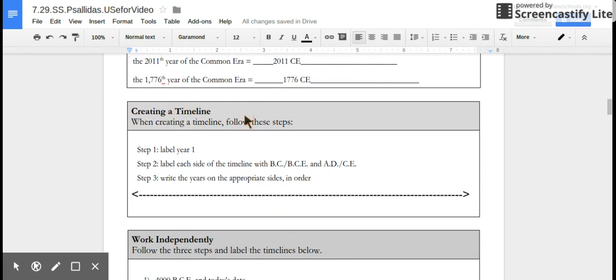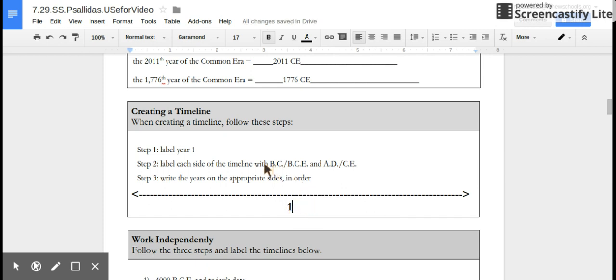So now if you understand what BC, BCE, CE, and AD mean, let's talk about creating a timeline. When creating a timeline, you must follow 3 steps. The first step is to label the year 1. So whenever you are asked to build a timeline, you will always label the year 1. So go ahead right now on this timeline, write 1, right about here, right in the middle of your timeline.